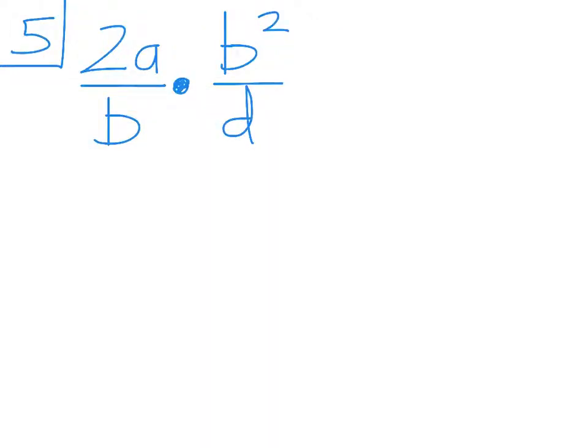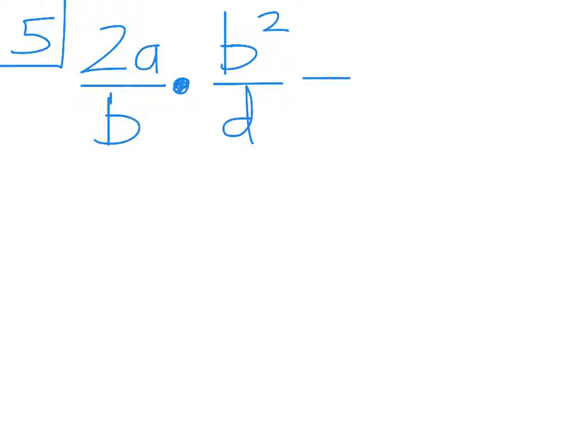Now example 5 says find 2a over b times b squared over d. Write the product in simplest form. So now what we're doing is learning to multiply this with algebra involved. And so there's numbers and letters. We're going to teach some simplifying here.